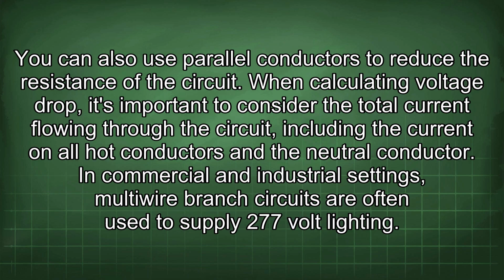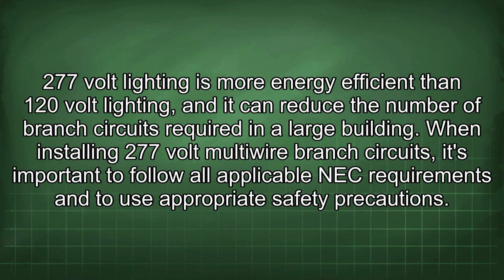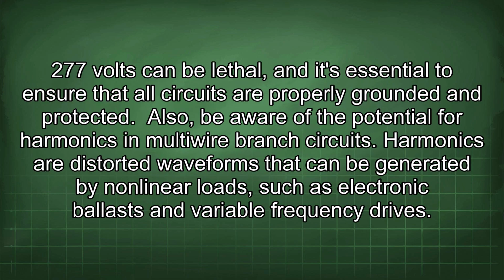In commercial and industrial settings, multi-wire branch circuits are often used to supply 277-volt lighting. 277-volt lighting is more energy efficient than 120-volt lighting, and it can reduce the number of branch circuits required in a large building. When installing 277-volt multi-wire branch circuits, it's important to follow all applicable NEC requirements and to use appropriate safety precautions. 277 volts can be lethal, and it's essential to ensure that all circuits are properly grounded and protected.